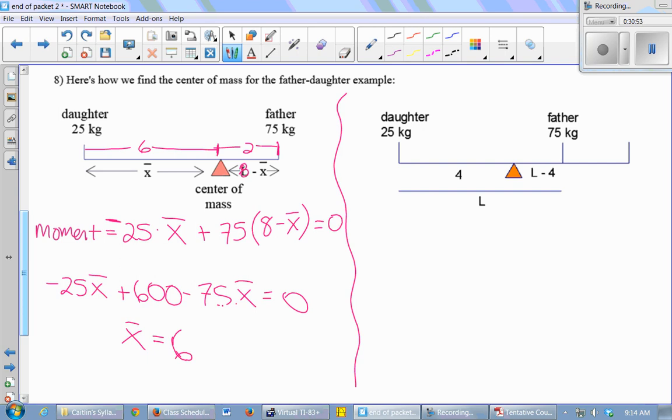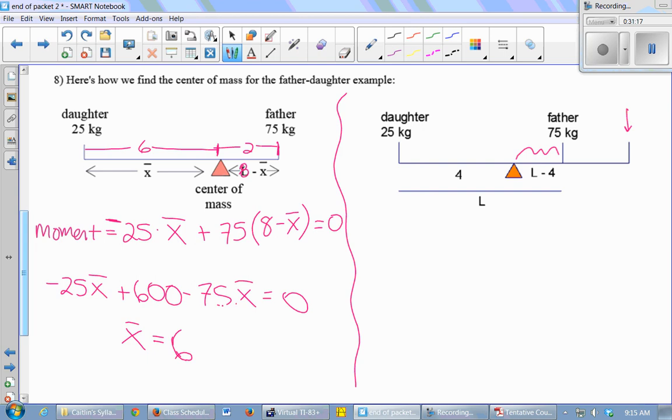Okay, similar problem. In fact, almost the exact same problem, but this time we can't move the pivot. The pivot is where it is, so all we can move is the father. In this case, instead of putting the father on the end, we have to move him closer to the pivot, and we need to figure out what this distance needs to be to make it balance. So we do the same thing. We add up the moments.